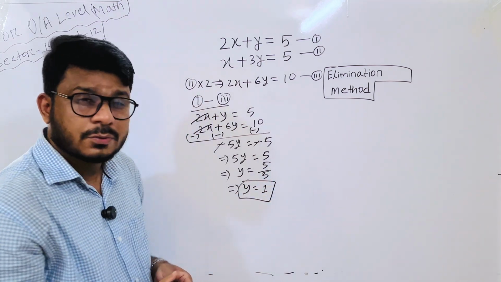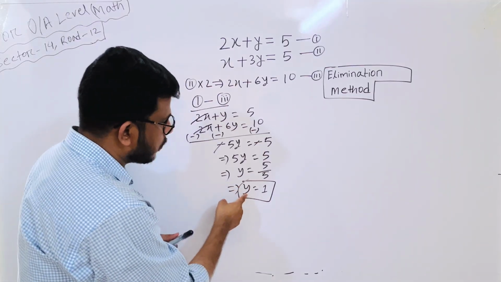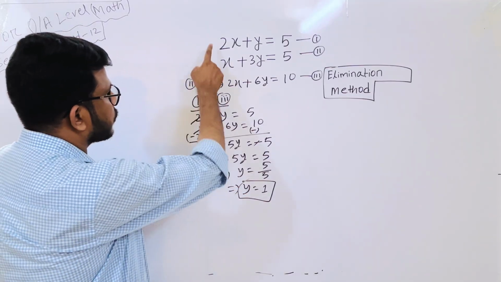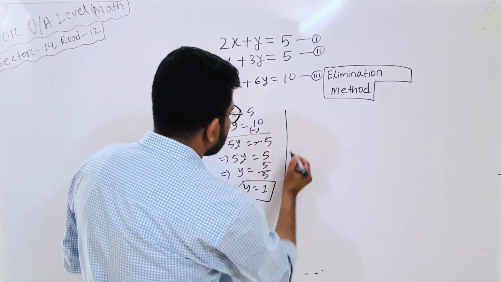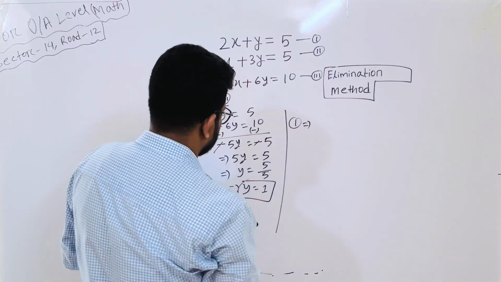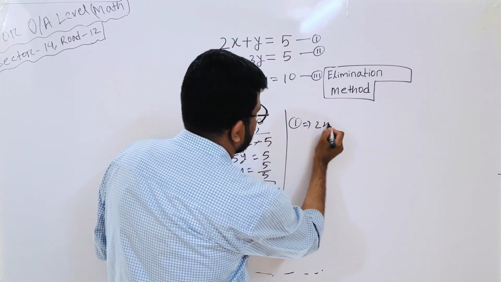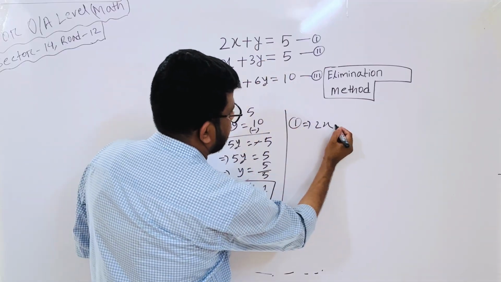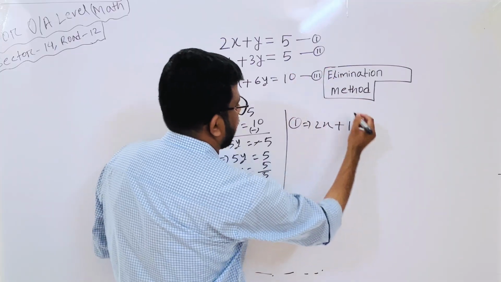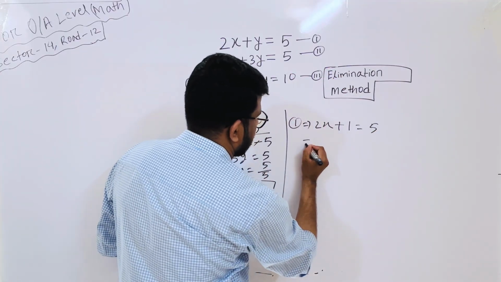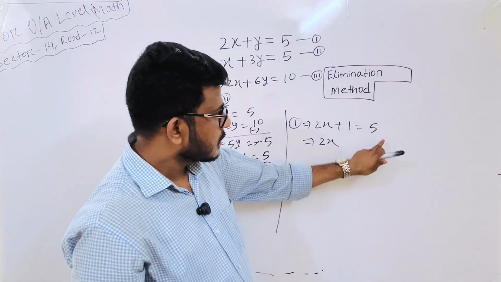So already we got y equals 1. Now we are going to put y equals 1 into equation number 1 or equation number 2. If we put it into equation number 1, here 2x we just copy, and plus, here y equals 1 we can write here, and equals 5. And this is 2x, let's copy, and this is plus 1.